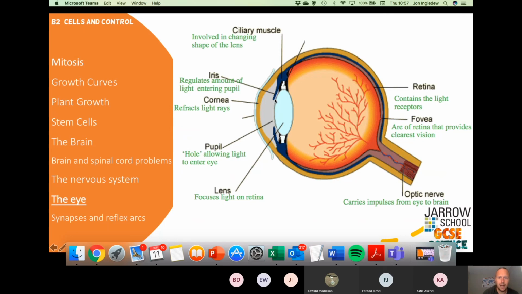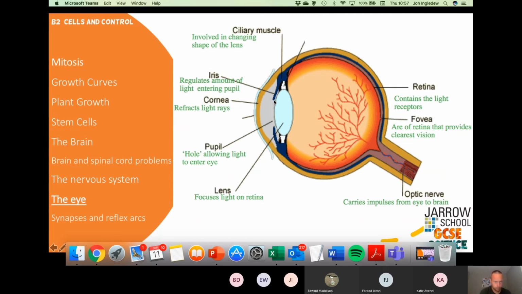The pupil is surrounded by the iris, which is a ring of muscle, and this is the colourful part of the eye. So if you've got blue eyes, this bit's blue. If you've got brown eyes, the iris is brown. And what it does is it regulates the amount of light entering the pupil.